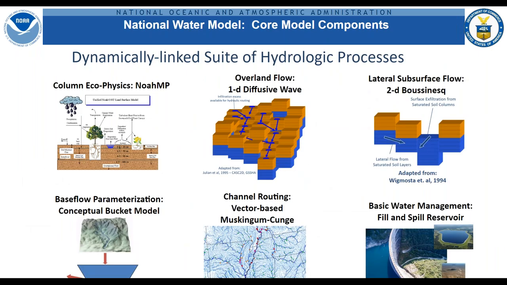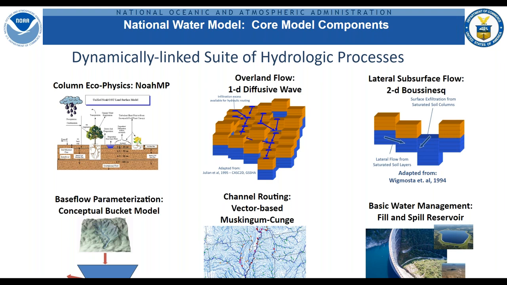So getting a little deeper into the processes that we use to generate the forecast, we use Noah-MP as our land surface model. For overland flow, we use a 1D diffusive wave routing technique. Once water has infiltrated into the subsurface, we use a 2D Boussinesq scheme to route the water laterally.